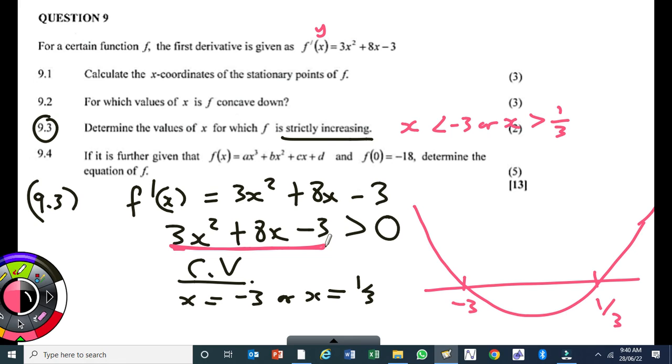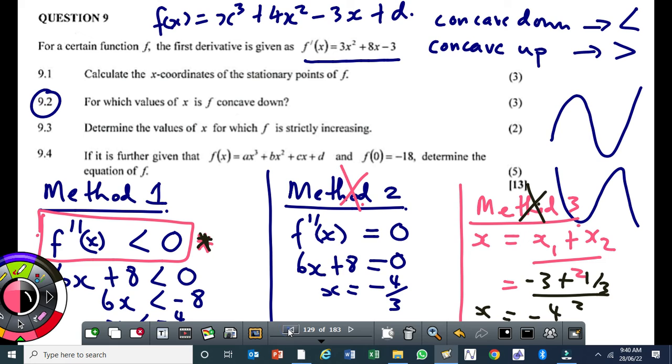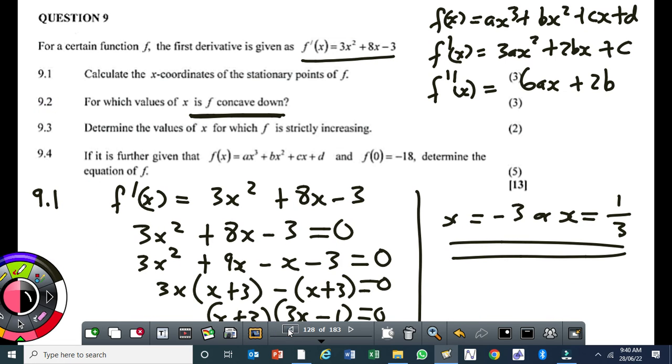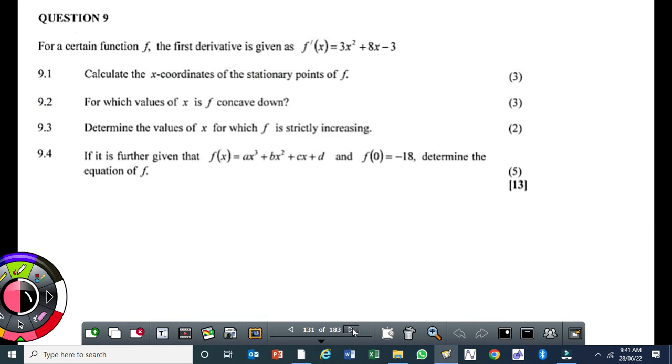All right, then let's move on to 9.4. If you understood what I said at the beginning with regard to this, then you won't have any problems to answer 9.4. We are working backwards from the first derivative towards the original cubic function. Okay, so we are doing 9.4.